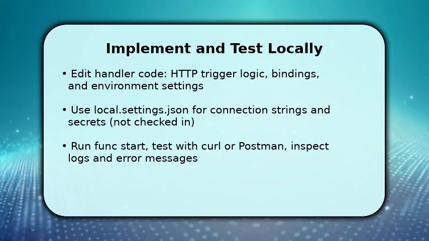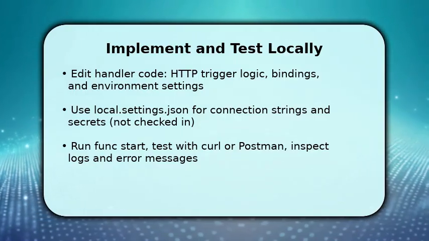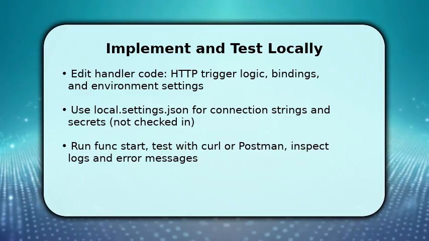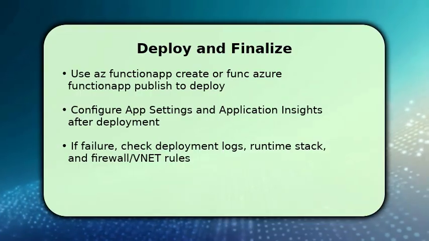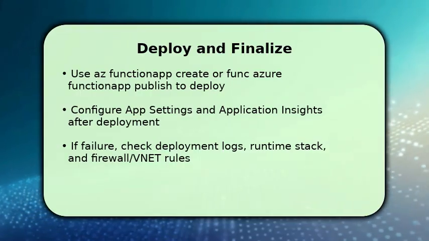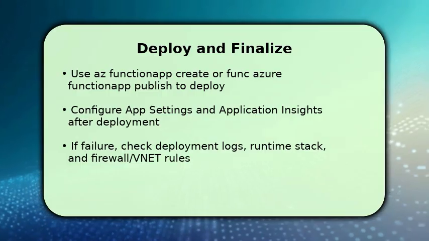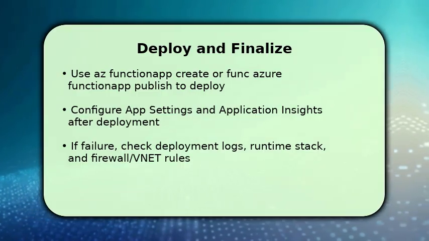You will deploy and finish by publishing the app and validating in Azure. Use az functionapp create or func azure functionapp publish to push code, then set app settings in the portal to mirror local.settings.json and enable Application Insights for observability.